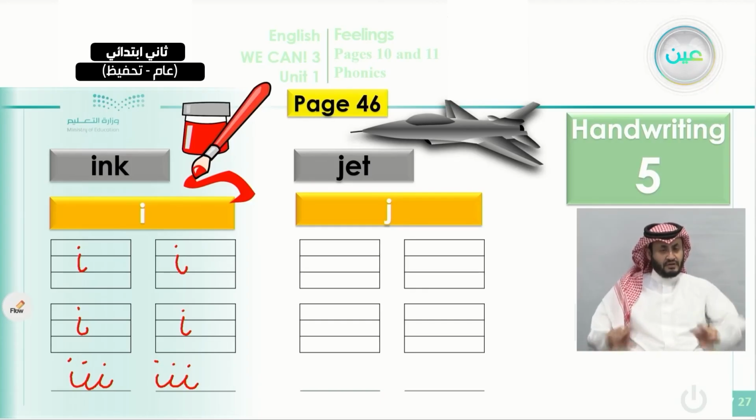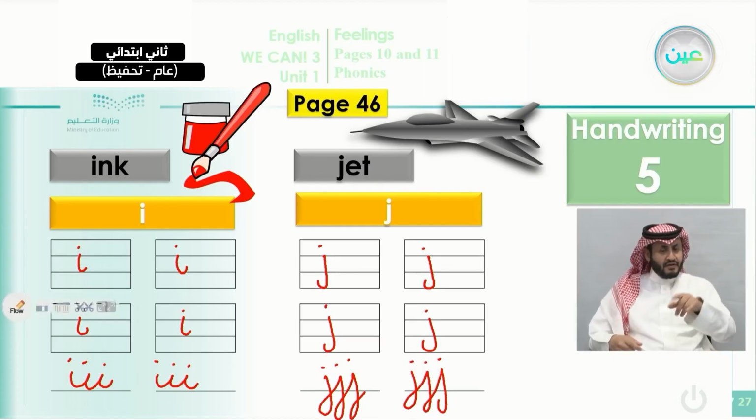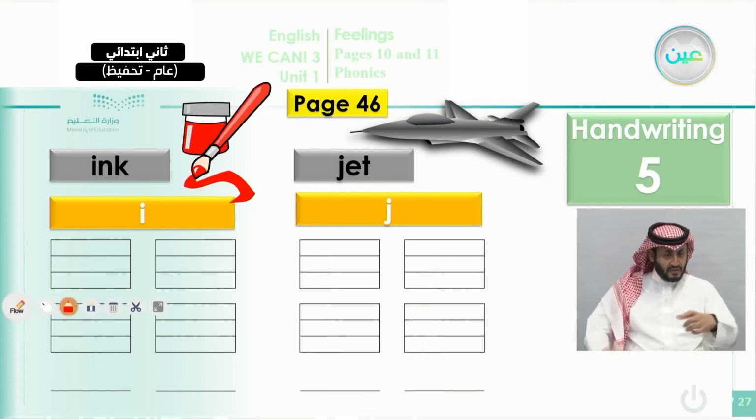Also J, where to write J? J is different. Here I is written in the middle, but J should be written in the middle, going down to the last line. So here we can write J in this way. Here we write J. Okay, we do the same also. Okay, here we write J. Okay, and now we move to the next slide so that we can write the two words ink and jet.